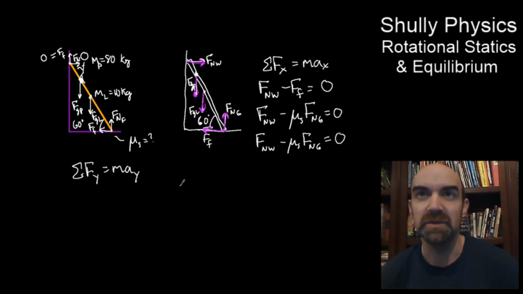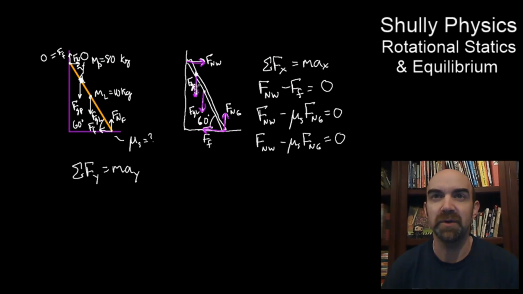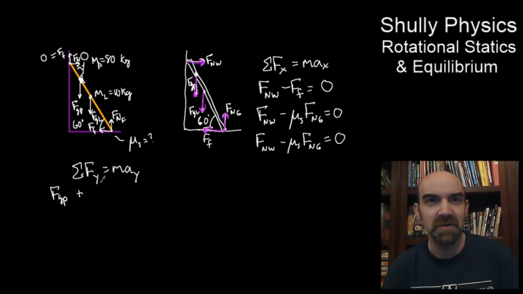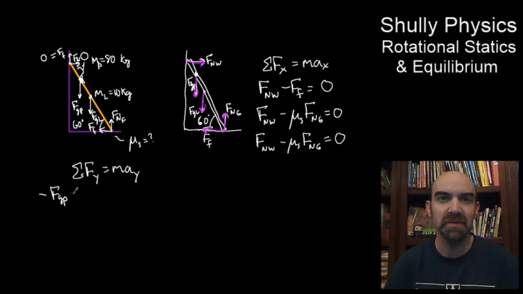This will be a second equation. In the y direction, translationally, we've got the weight of that person going down. I'm going to do this a little backwards. Let's make down negative, up positive. So weight is negative. We've got the weight of the ladder going down, and we've got the normal force from the ground going up. And that equals mass times 0 acceleration also.